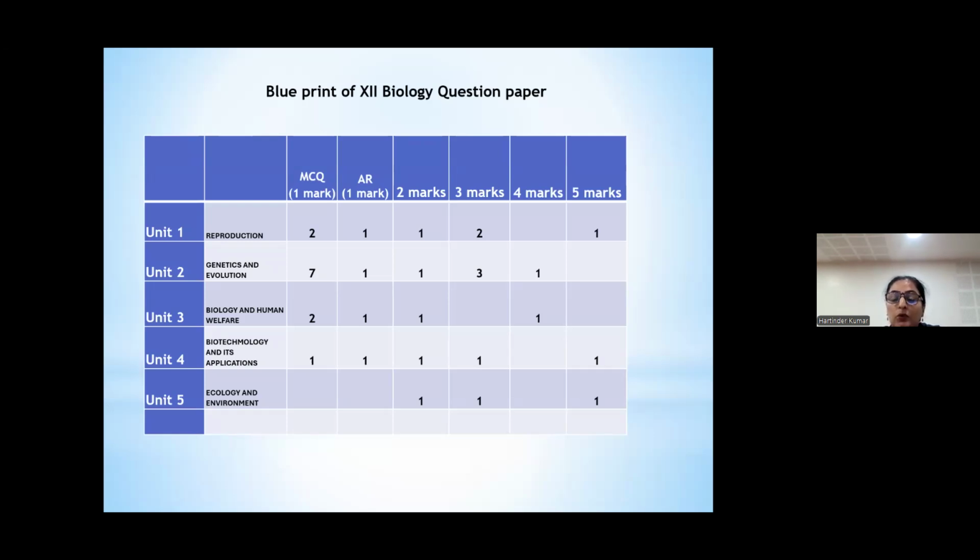There are 2 case-based study questions of 4 marks each. And there are 3 5-marks questions. And those have been distributed amongst different chapters of different units. You can very easily see from here, but a little bit of changes can be there in these blueprints. As sir has already discussed, we should make the blueprint first, not the question paper first. So the blueprint is a must, and that should be made according to the competency skills.